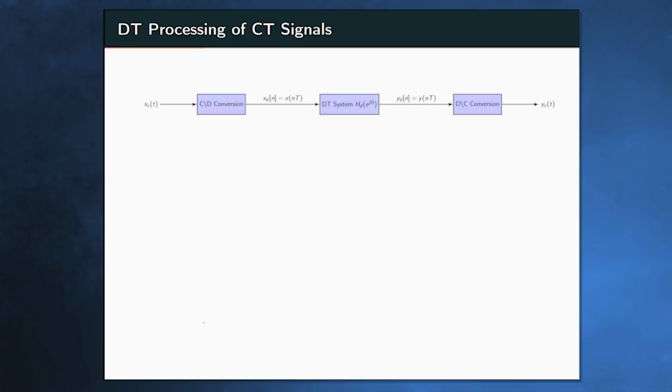I want to rewrite the previous equation here for you. xp of j omega equals the sum, n equals negative infinity to plus infinity, of xd of n e to the minus j omega nT. This is what we saw. Also, from the previous lectures, we know that if I have the discrete time signal xd of n and I want to find the Fourier transform of it, I can write xd of e to the j omega equals the sum of xd of n e to the minus j omega n, running from n equals negative infinity to plus infinity.